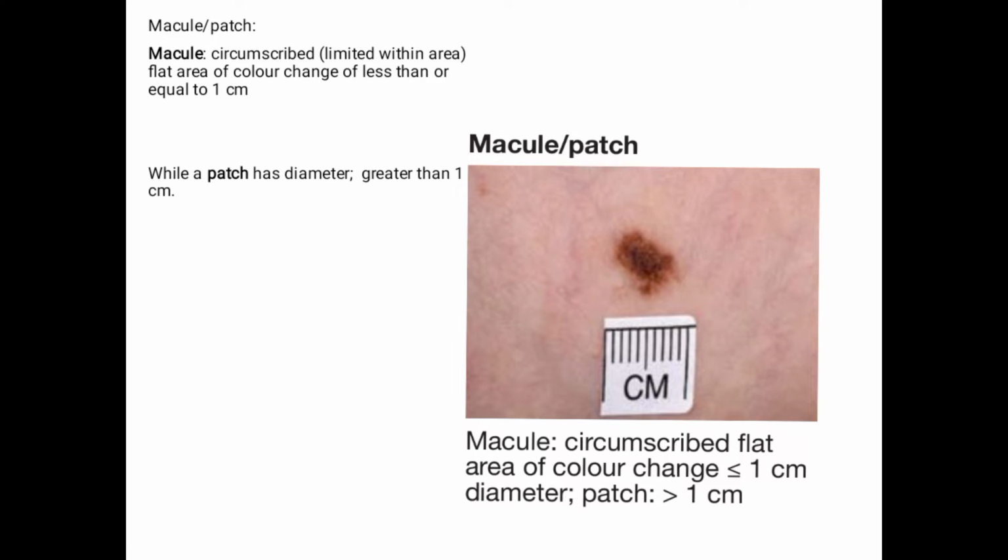Terms used in dermatology. Please pay good attention now. One of the frequent terms you'll be hearing is macule and patch. Macule means color change within the skin. It can be red, it can be black. But when the color change is less than 1 cm, if you measure it, it is called a macule. But when the color change is greater than 1 cm, it is called a patch. So macule is just color change.